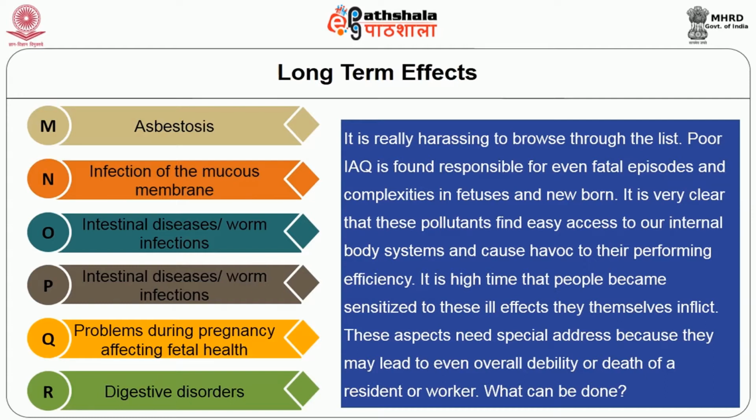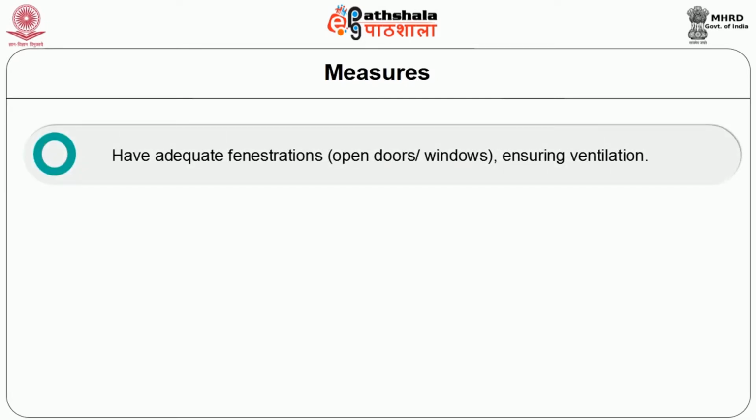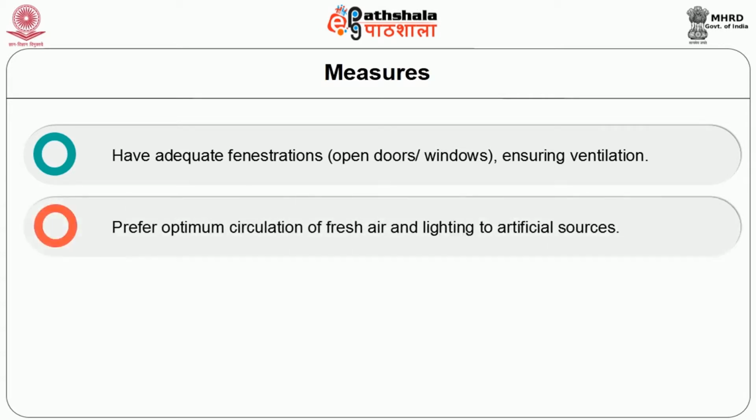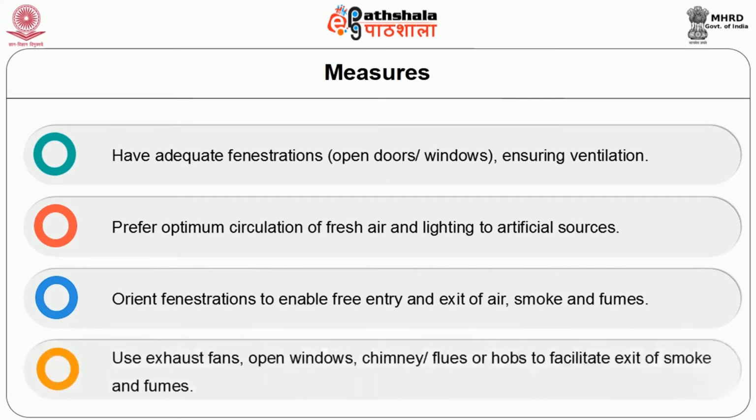What can be done? How can you improve IAQ in home environments? The following 7 measures, if practiced, will be beneficial. Have adequate fenestrations, open windows, open doors, etc., which can ensure ventilation. Prefer optimum circulation of fresh air and lighting to artificial sources. Orient fenestrations to enable free entry and exit of air, smoke and fumes. Use exhaust fans, open windows, chimney and flues or hobs to facilitate exit of smoke and fumes.